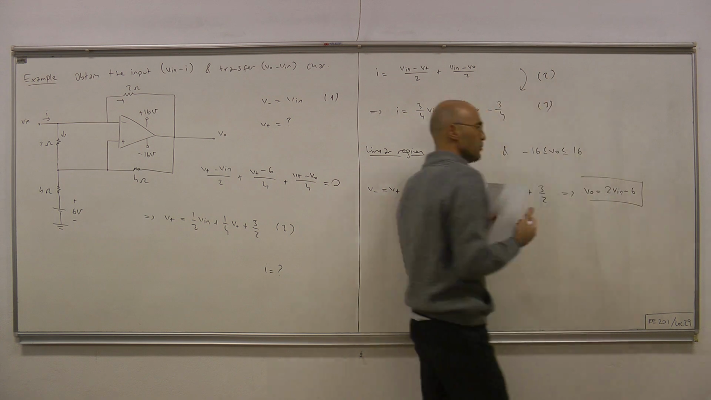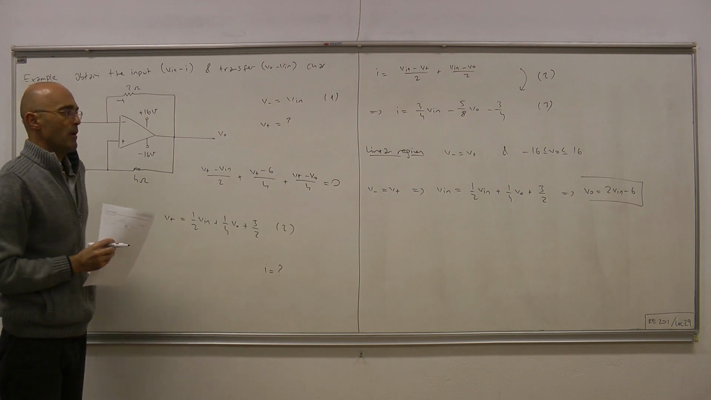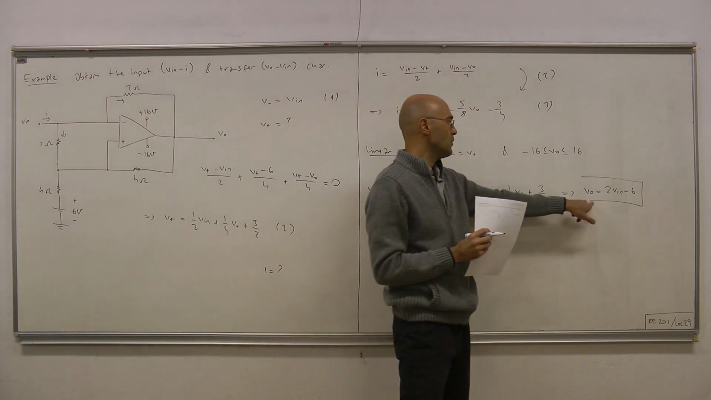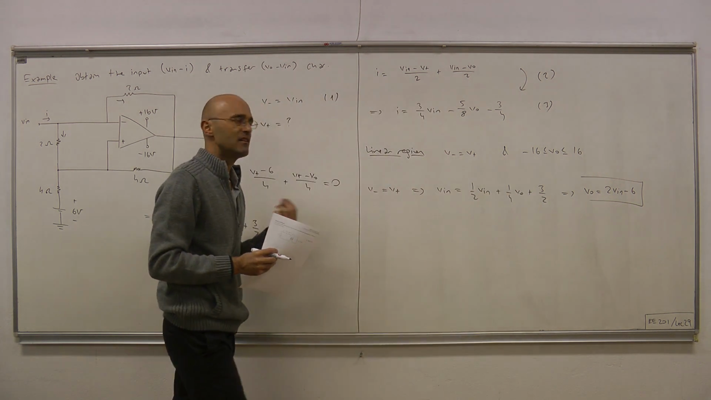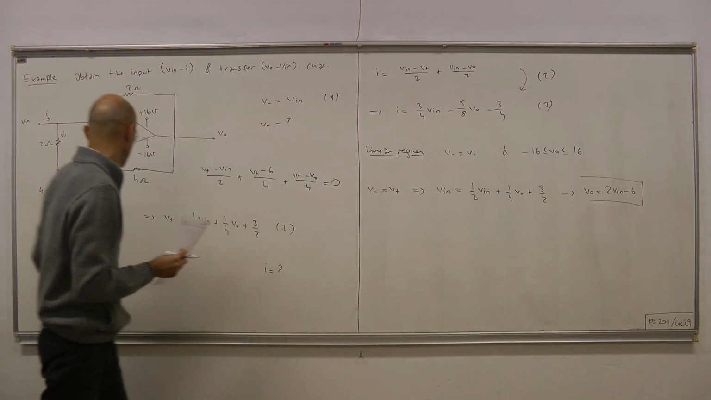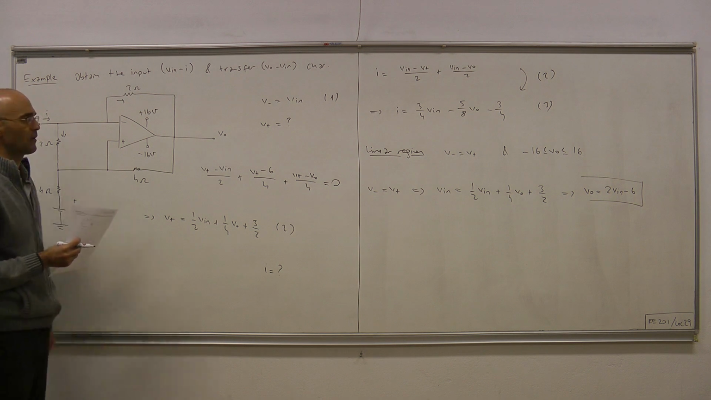So that's the input output relation when the op amp is in linear region. Usually, in our previous examples, what we had was V out equals something times V in, but now we also have this constant term, and that constant term has to do with this DC voltage supply here.